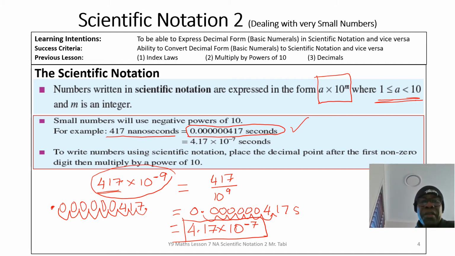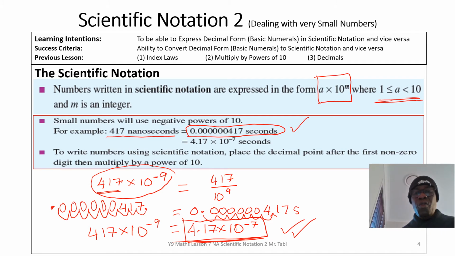So 417 times 10 to the power minus 9 in scientific notation is 4.17 times 10 to the power minus 7. Be very careful when you do these things. Take your time. So first and foremost, I took that, I wrote it back in the basic numeral form, and then moved back to scientific notation.